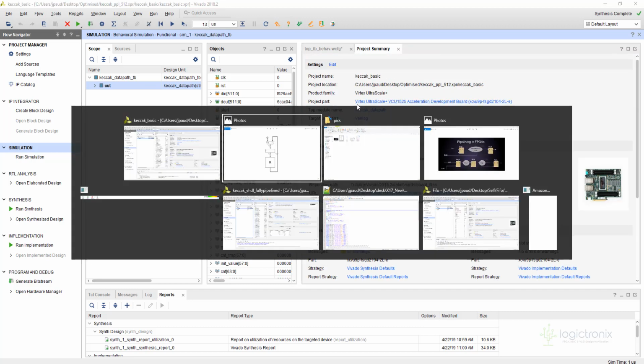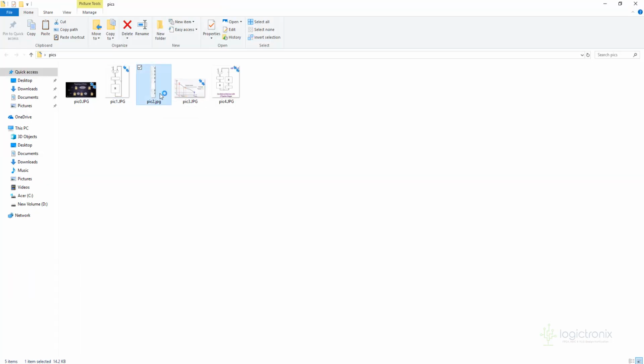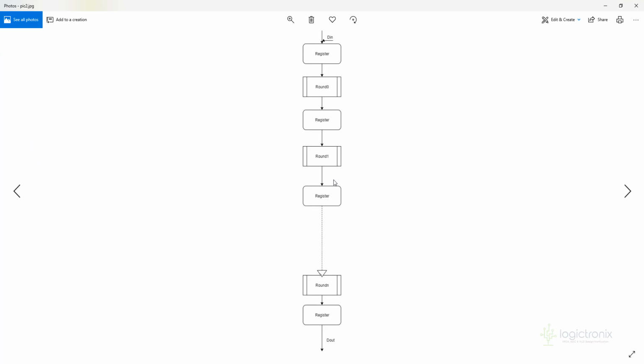Let's look at another architecture that we are focusing on, that is the fully pipelined and fully unrolled architecture. What we do here is: here is a register, here is round 0, and there is another register, and here is another round, so there is a register between each round, and it is not repeating itself, it is not iterative. So it is a fully unrolled architecture. In the case of Keccak, there will be 24 rounds, and there will be 24 registers in between.